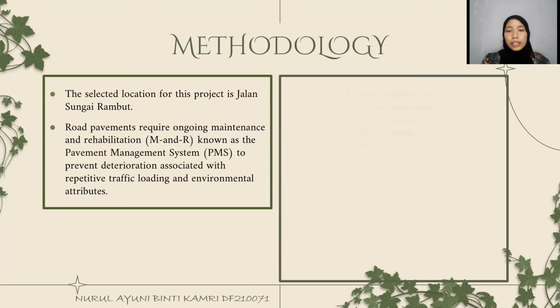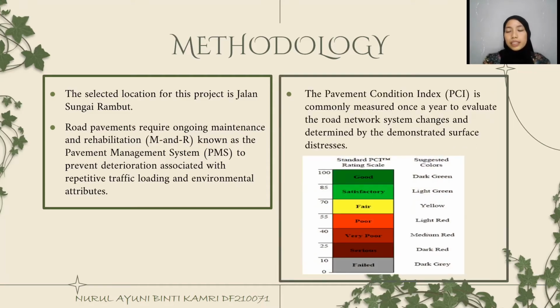So, we use the PCI test method. PCI is the Pavement Condition Index. It is measured once a year to evaluate the road network system condition and is determined by the surface distress shown. We use the standard PCI rating scale.